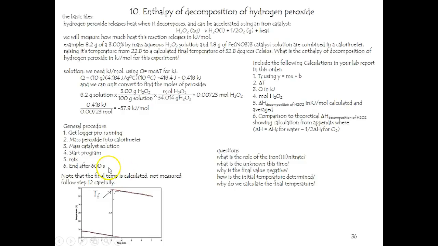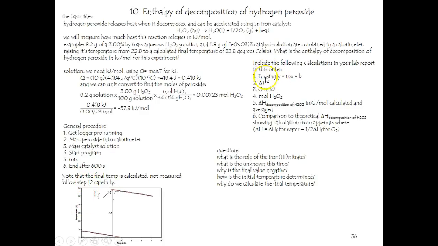End it after 10 minutes and you should get a curve roughly like this. Your delta T should be readily apparent. Note that the final temperature needs to be extrapolated from that line. So use the equation of a line, y equals mx plus b, to get that number rather than a number down there. That's step 12, and follow it carefully and you should be fine.